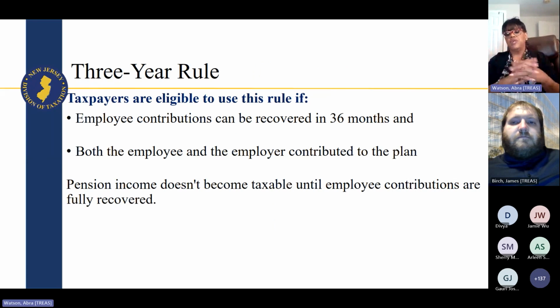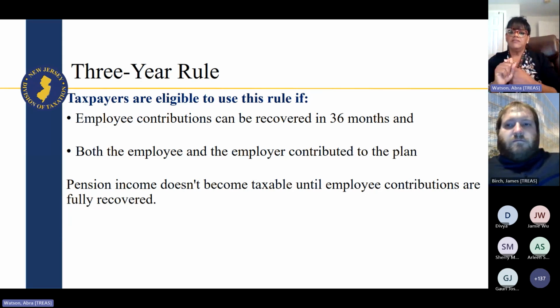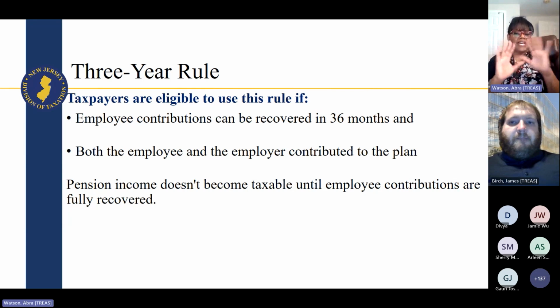So we have two different ways that we calculate it. There's the 3-year rule. Taxpayers are eligible to use the 3-year rule if the employees' contributions that they paid in, their previously taxed contributions, can be recovered within 36 months after they retire, and both the employee and the employer contributed to the plan. If that's the case, they can use the 3-year rule.